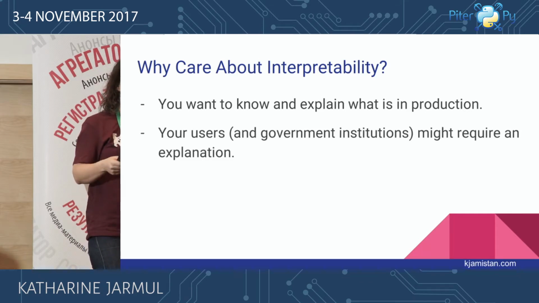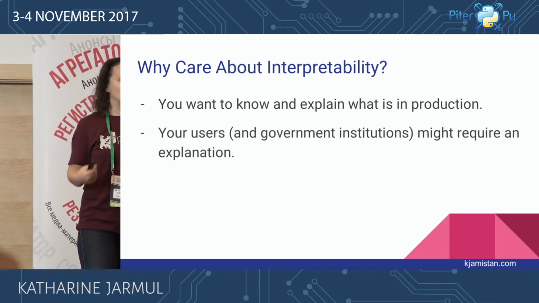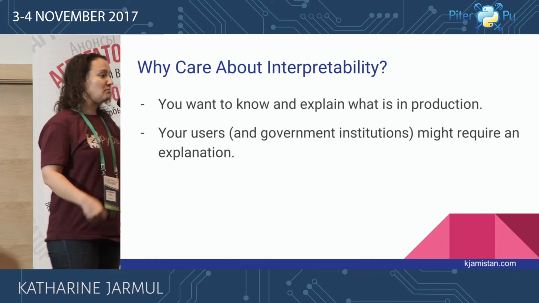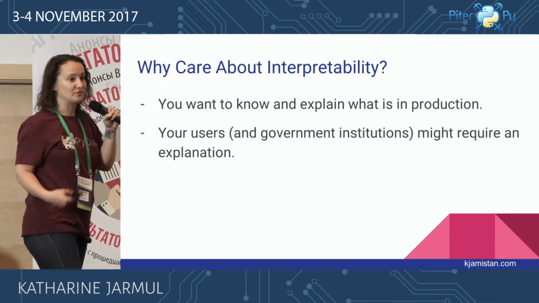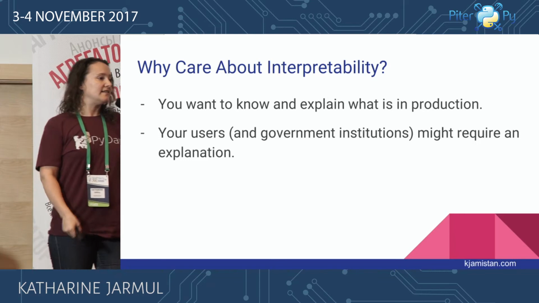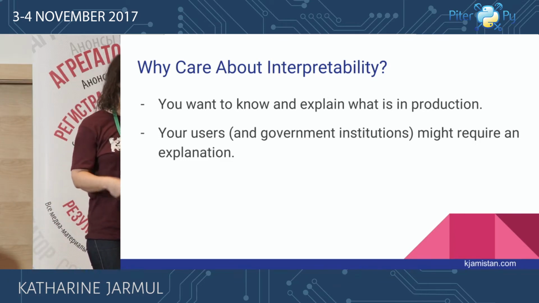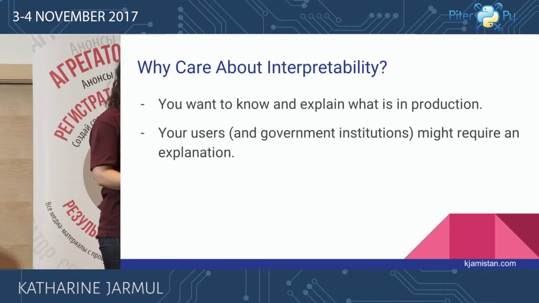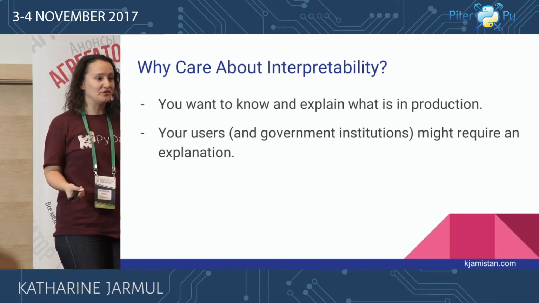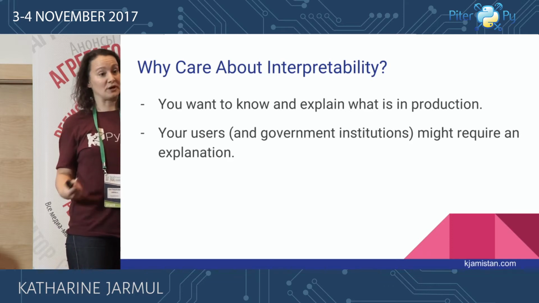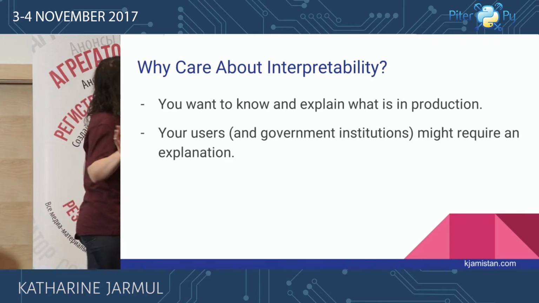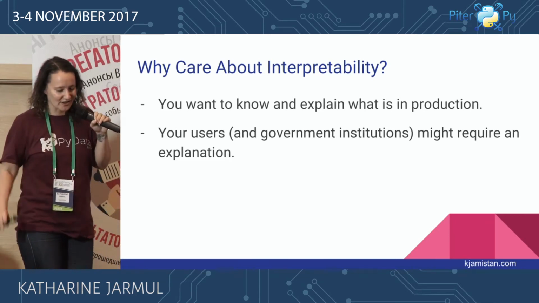Number two, your users, or potentially government institutions, are likely going to ask for explanations. So if you have any users in the EU, then you might have heard about GDPR, which is the General Data Protection Regulation. I have given a few talks on this recently, but one of the things that it does is it allows people to be informed about what automated processing is happening for them. And automated processing means machine learning. So if you're doing machine learning and some people in the EU use your application, they have a right to ask you and they have a right to be informed of what type of automated processing you're doing as of May 2018.